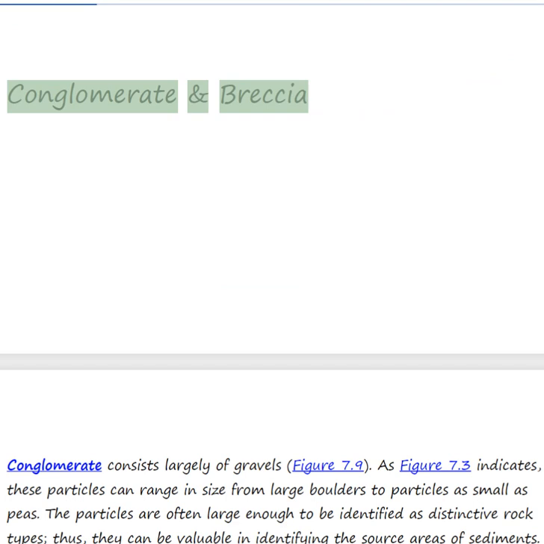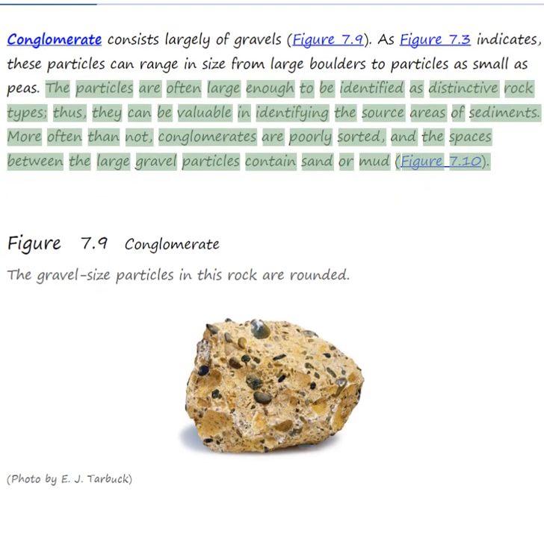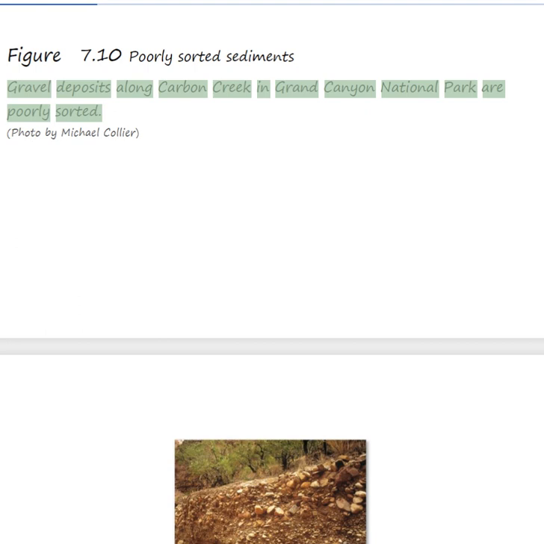Conglomerate and breccia. Conglomerate consists largely of gravels. As Figure 7.3 indicates, these particles can range in size from large boulders to particles as small as peas. The particles are often large enough to be identified as distinctive rock types, thus, they can be valuable in identifying the source areas of sediments. More often than not, conglomerates are poorly sorted, and the spaces between the large gravel particles contain sand or mud. The gravel-sized particles in this rock are rounded. Gravel deposits along Carbon Creek in Grand Canyon National Park are poorly sorted.